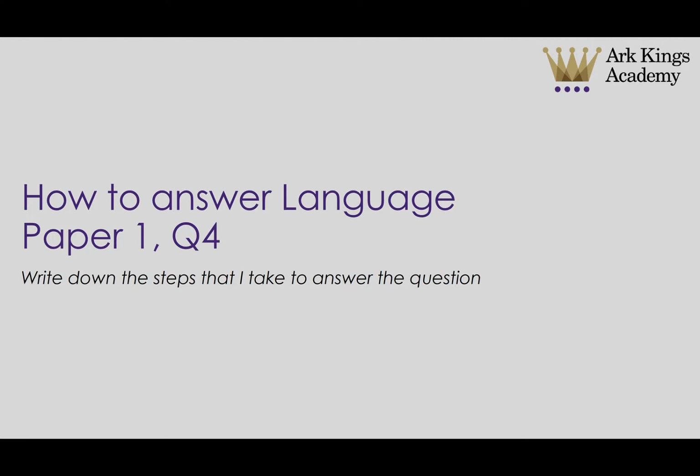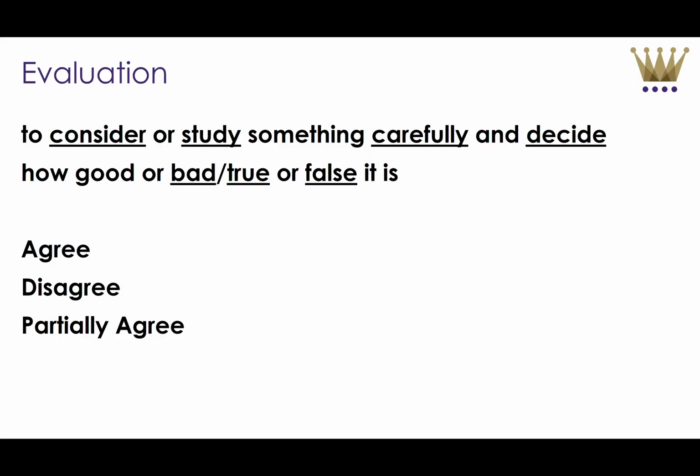We are going to talk today about Language Paper 1, Question 4. As I'm showing you this video, I'd like you to write down the steps that I take to answer the question. This question is a really important question because it uses a skill of evaluation. To evaluate means to consider or study something carefully and decide how good or bad, true or false it is. For this question, you need to either agree, disagree, or partially agree with the statement.